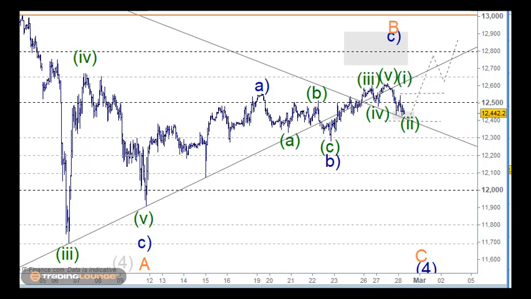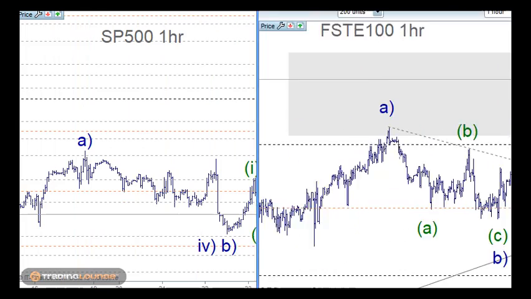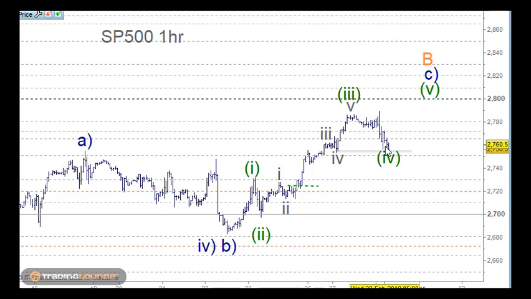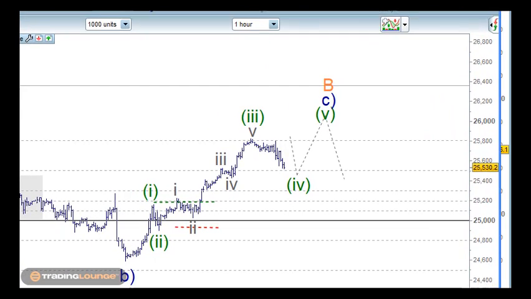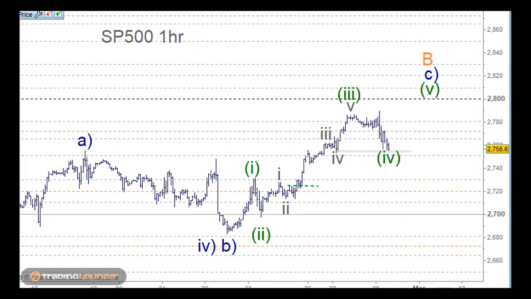And so we've got negative for the European markets in that regard, but we've still got a possible positive side for the S&P here, and even the Dow Jones here as well. So we just need to be mindful of this.